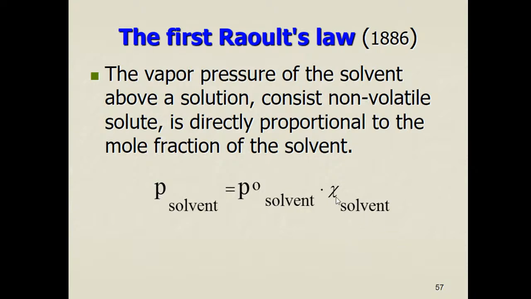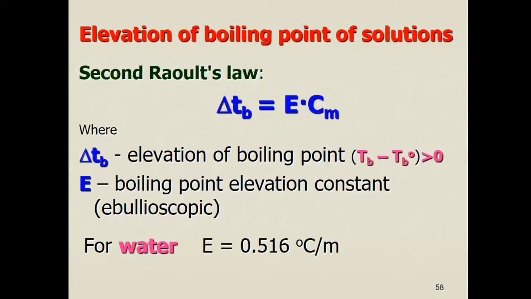As you understand, it is the number of moles of one component over the sum of the number of moles of all components. So that means it's always less than 1. Mole fraction is less than 1. And that's why it's clear that the vapor pressure of the solvent above the solution will be lower than the vapor pressure above the pure solvent. It's one of the ways to express the first Raoult's law. There can be others, but this one is the easiest.